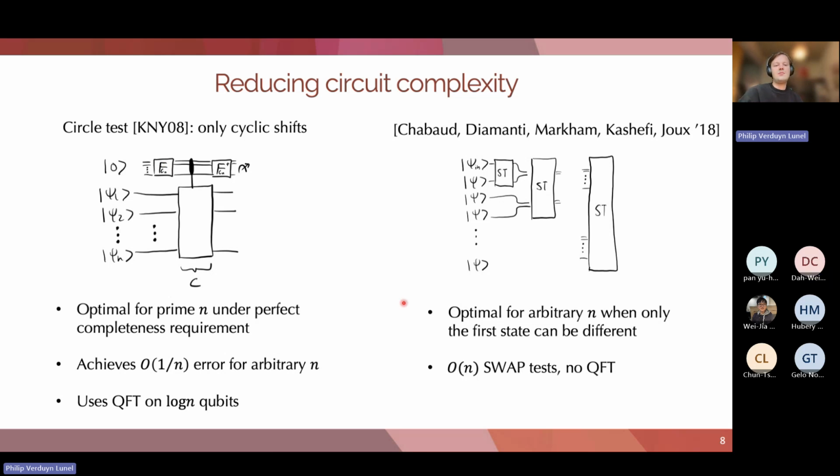And then you can also show that this is optimal in a worst-case setting where only one state is orthogonal. That's always the most difficult setting. And there the cyclic test is also optimal.